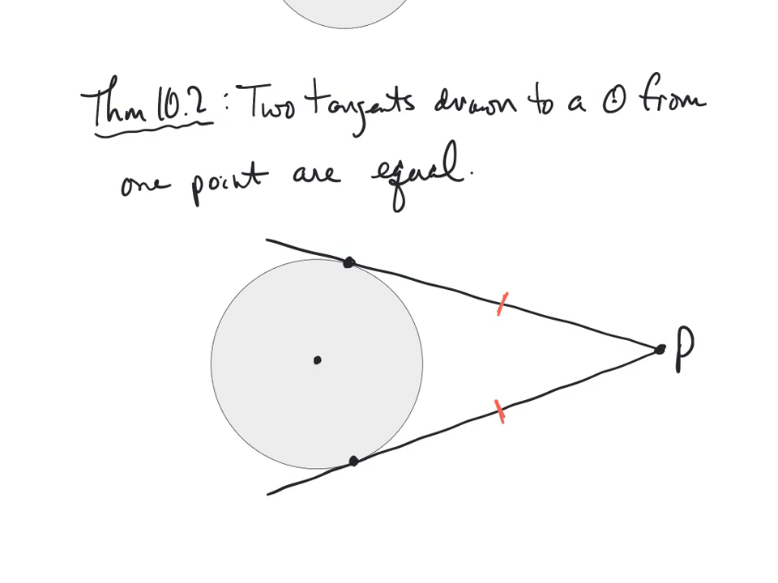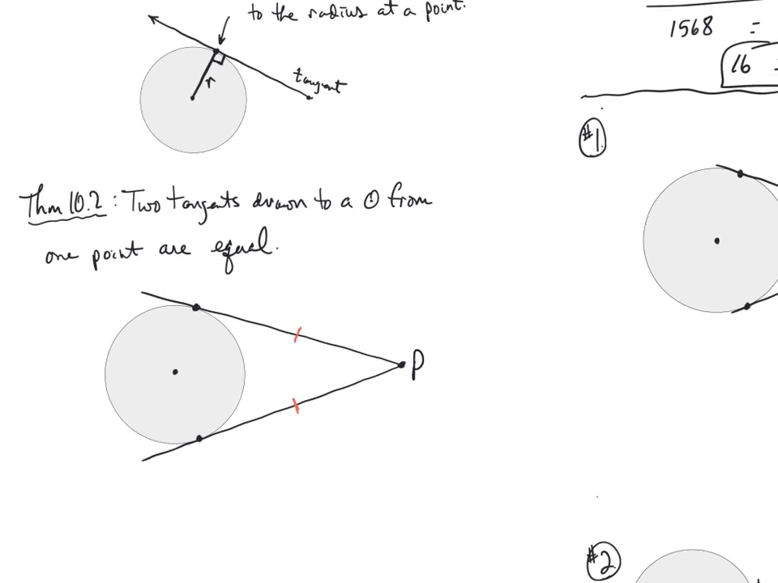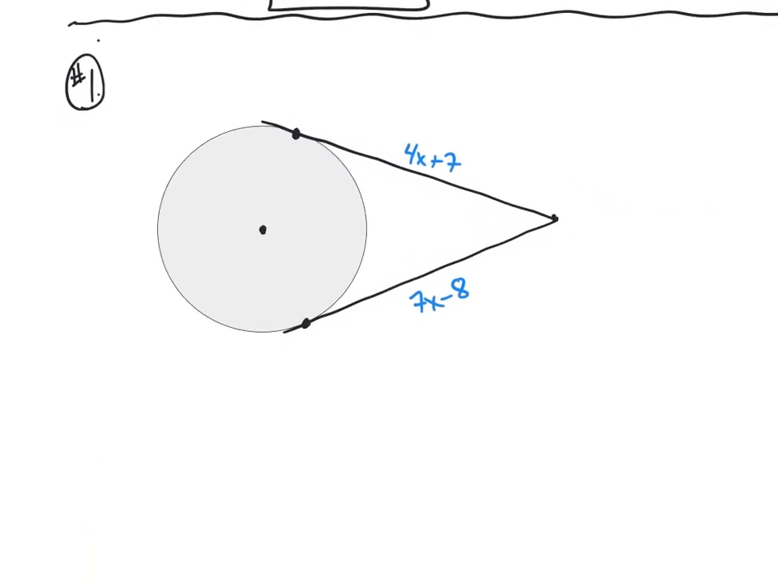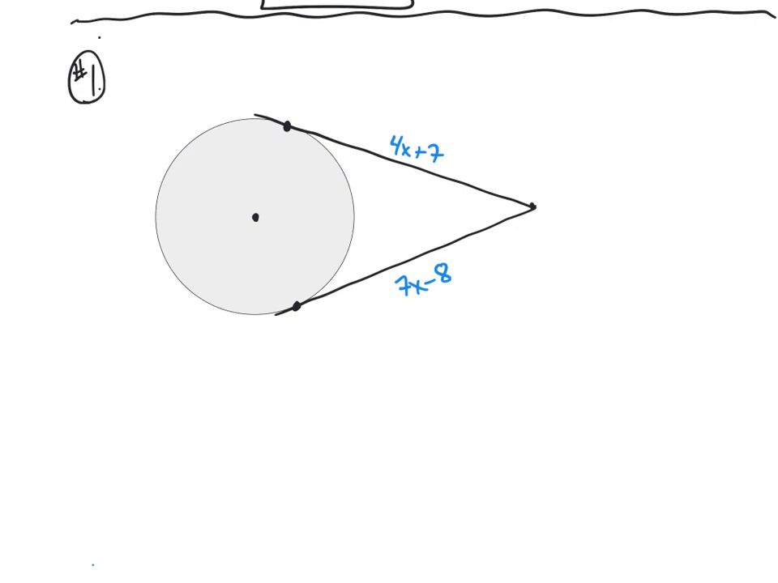To finish off, let's just take care of a few numerical problems dealing with this theorem, and we'll call it a day. As an example here, what we've got going on is two tangents drawn from one point. If I call this point P, we have a tangent drawn above, that's 4x plus 7 long. And we have this tangent drawn down below, that's 7x minus 8 long.